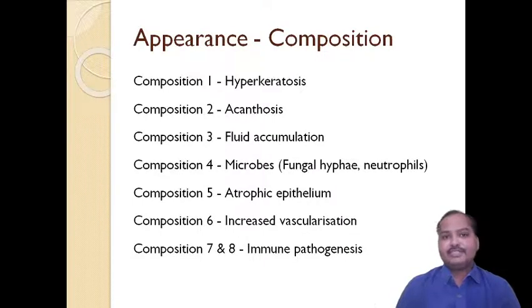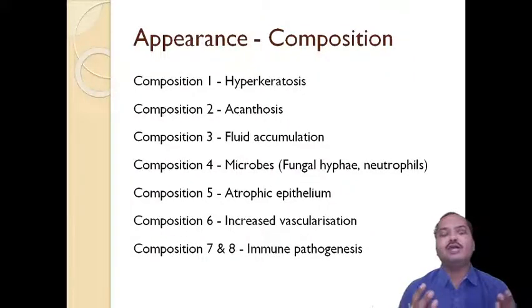Now, if there is any change on the oral mucosa or any alteration in the tissue which is clinically visible, we can assume there have to be certain underlying changes in the tissue which have made it possible to be clinically seen. Based on the tissue characteristics, there is a certain composition which has been given for each type of tissue. Composition 1 has been given for hyperkeratosis, meaning increased deposition of keratin in the superficial layers of the mucosa. Composition 2 will be acanthosis, which will be seen in the spinous layer of the epithelium or the mucosa.